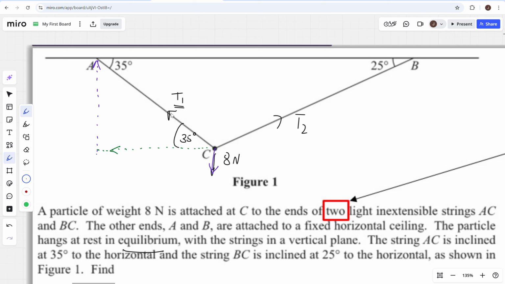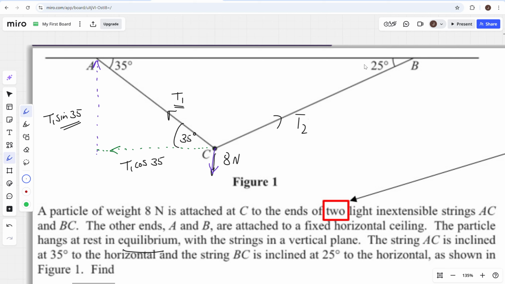So I've got T1 now on my hypotenuse. I've got 35 here. So this is the opposite side. So this will be sine. So this will be T1 sine 35. Okay. And then the other side here, this is going to be T1 cos 35.